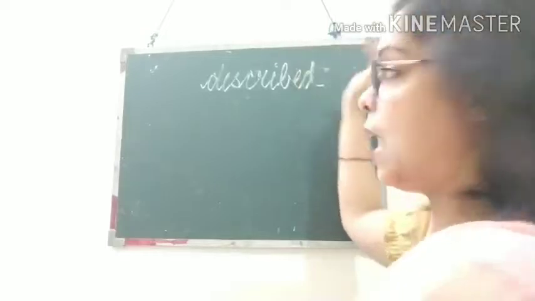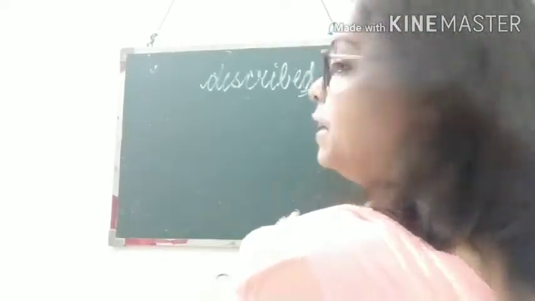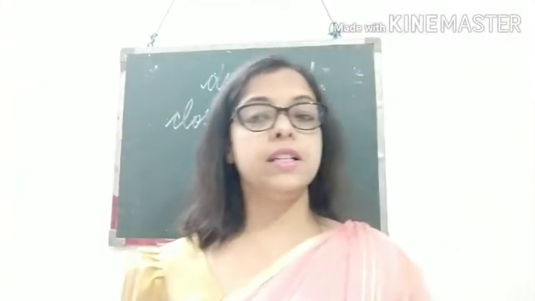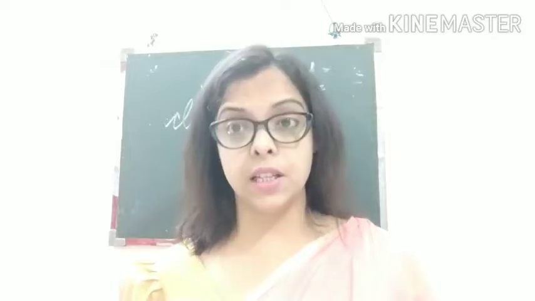D-E-S-C-R-I-B-E-D. See, describe already ends here, and we simply add D to it. Okay. The next one is close. See, it is already ending with E. C-L-O-S-E. So what do we write? We'll simply add D to it. Closed. Similarly, tie becomes tied.